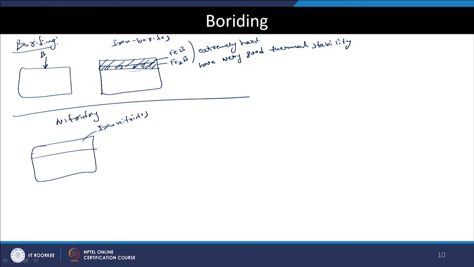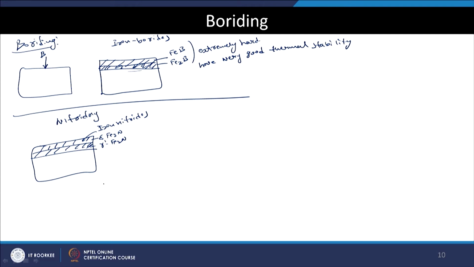Okay. So, there are two iron nitrides, called epsilon Fe3N and gamma prime Fe4N. We will go into the details of their structure and properties when we look at them in detail. But the difference from boriding: if you look at boriding and nitriding, in both cases you are able to produce some compounds of iron. Here it is iron nitrides and here it is iron borides.